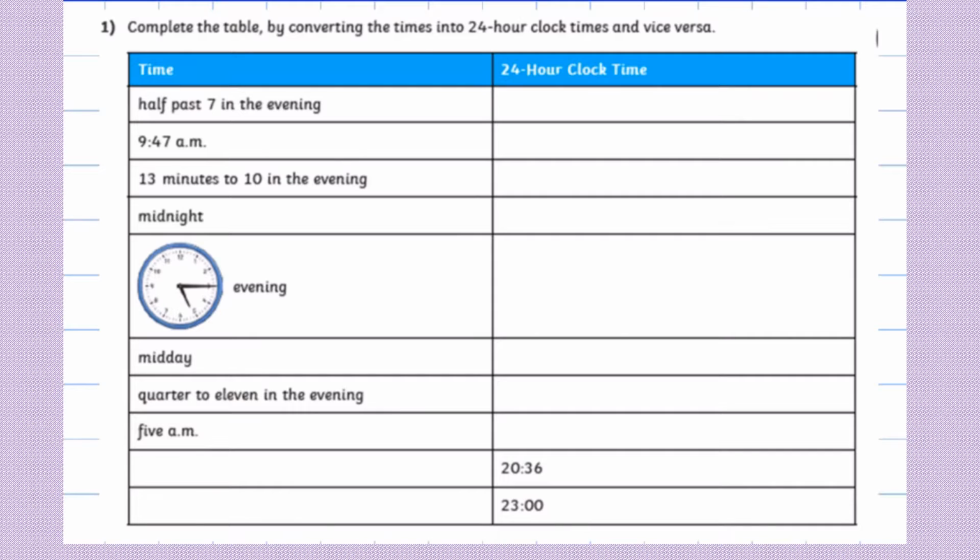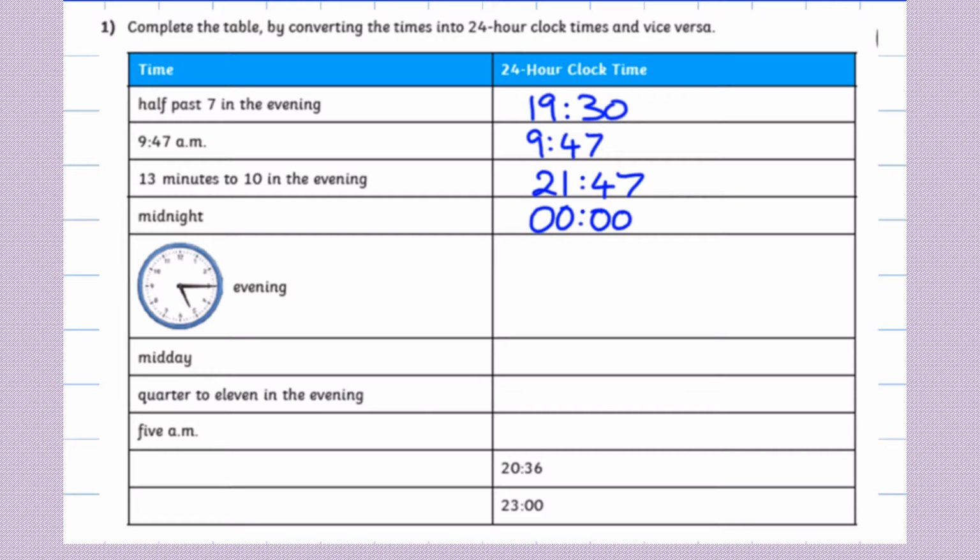So, 24-hour clock, remember either add on or take off 12 hours, converting one way to the other. 7:30 in the evening, well, 7 will become 19, we add on 12, and it will be 30 minutes past. 9:47 a.m., well, a.m. will stay as 9:47 a.m. 13 minutes to 10, so 10 take off 13 will give us 9:47, so 9:47 will be 21:47. Midnight shows as 00:00 in 24-hour clock.